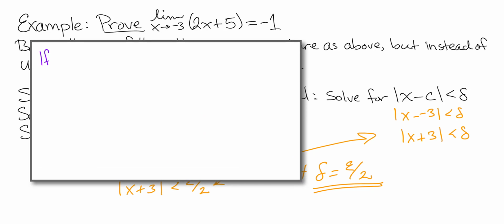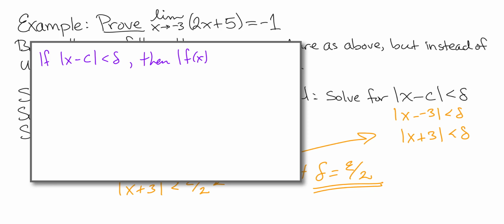More formally, we would say if the absolute value of x minus c is less than delta, then the absolute value of f of x minus L is less than epsilon. If x is within delta units of c, then our f of x is within epsilon units of the limit. If the absolute value of x minus c is less than delta, then we want to show that the inequality |f(x) minus L| less than epsilon follows. So substituting in, we would have x minus -3 is less than delta. Absolute value of x plus 3 is less than delta.